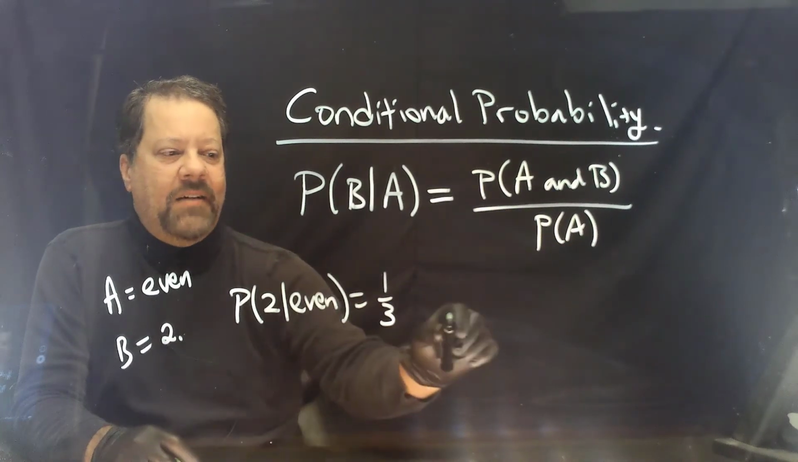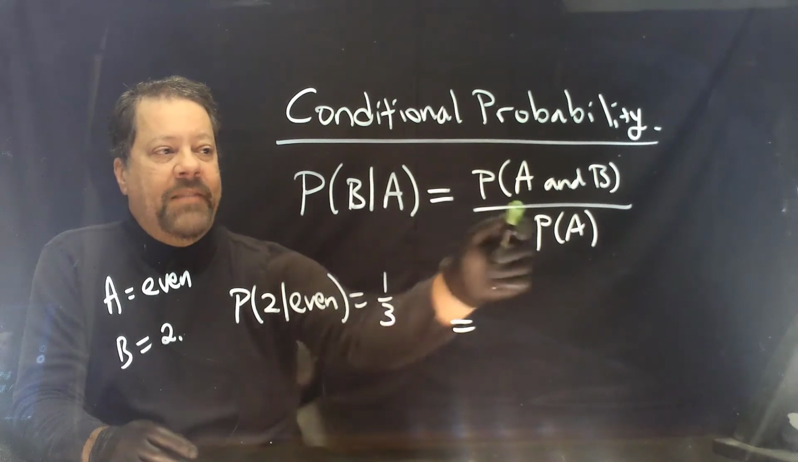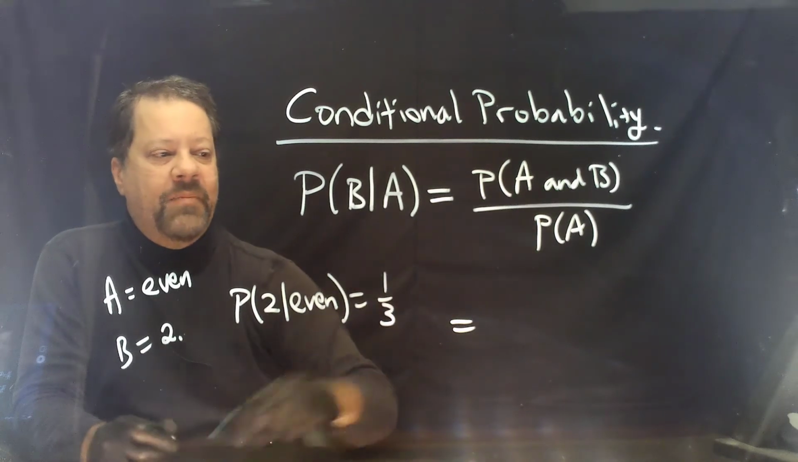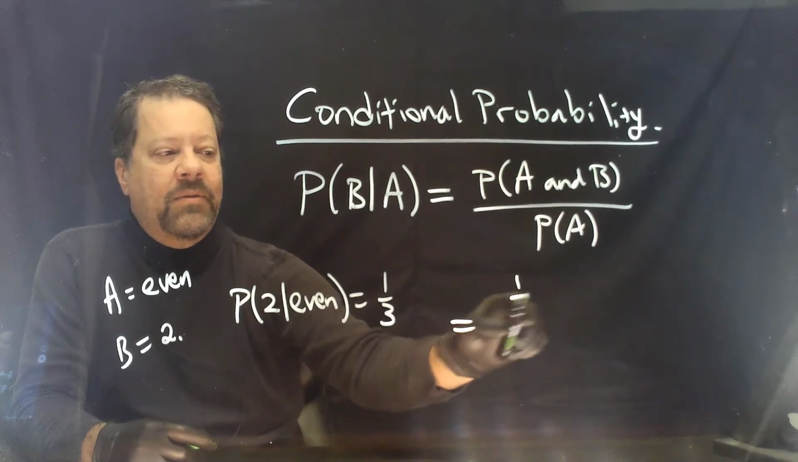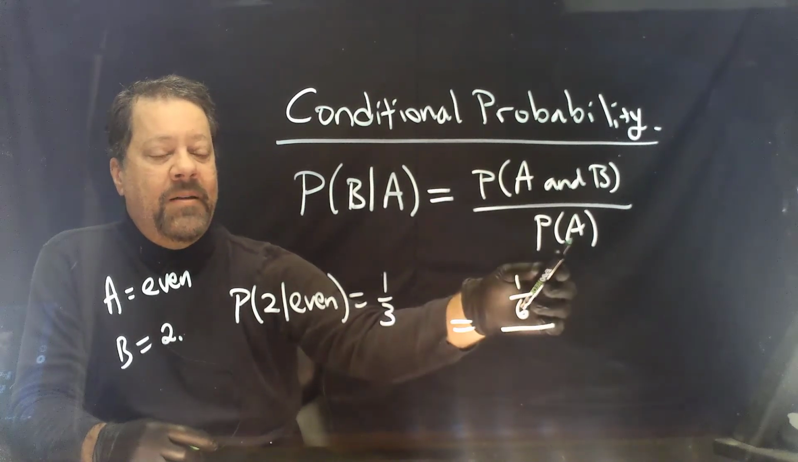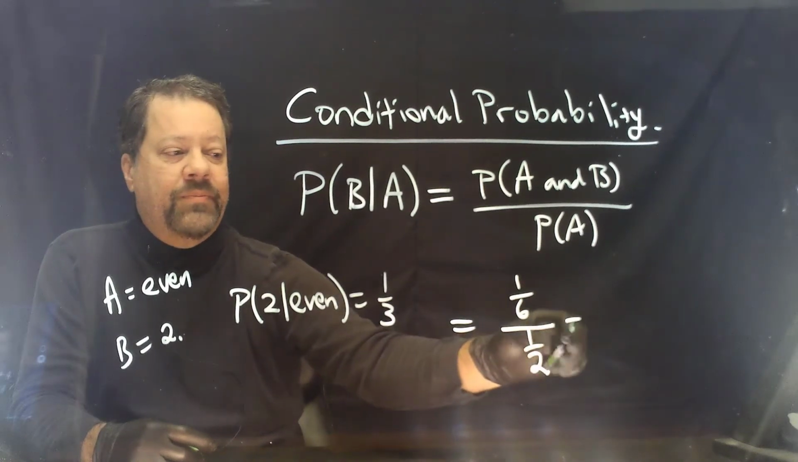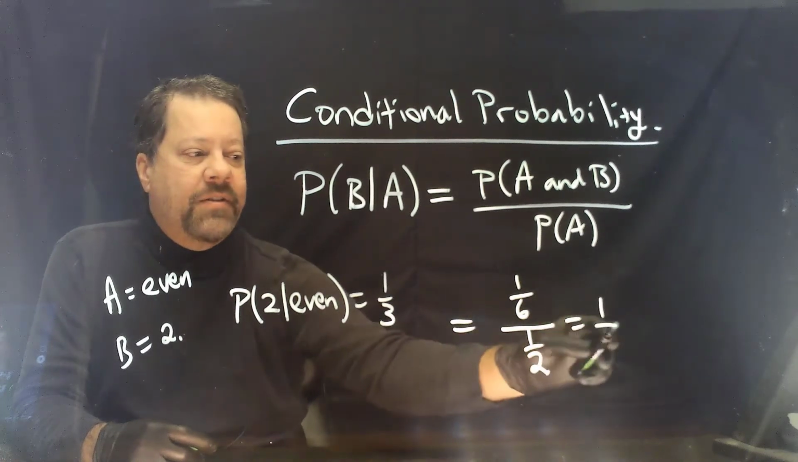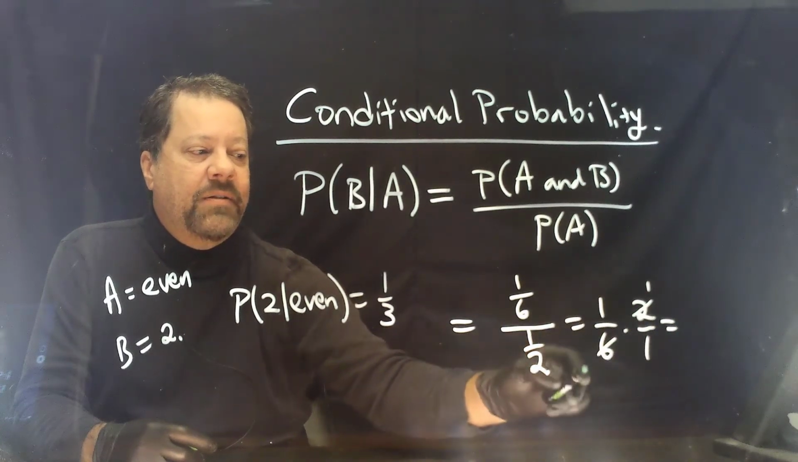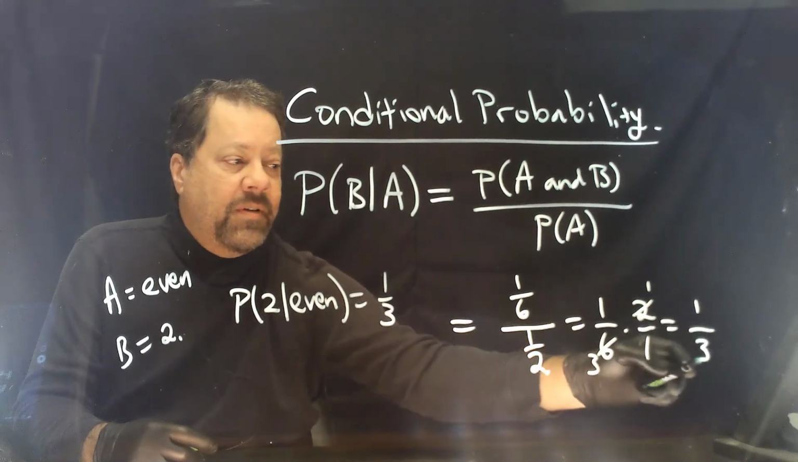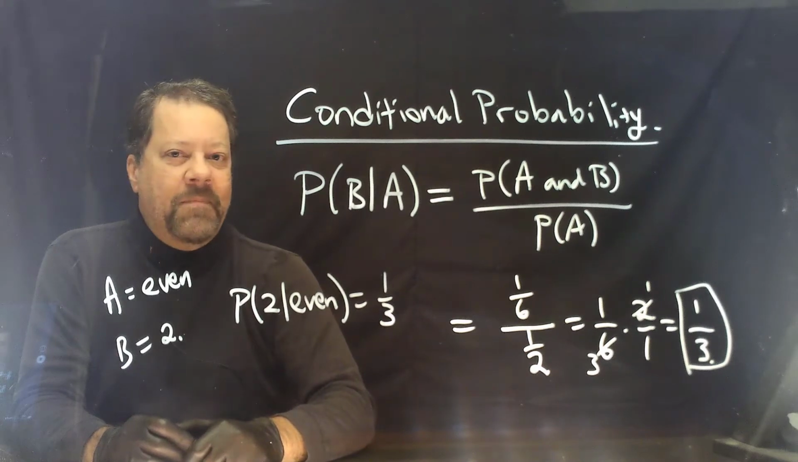Let's see how that works out in this case. The probability of getting a 2 and an even number is the same as the probability of getting a 2, which is 1 in 6. The probability of getting an even number is 1 in 2. When you divide fractions, you invert and multiply, cancel, cancel, yielding a probability of 1 in 3.